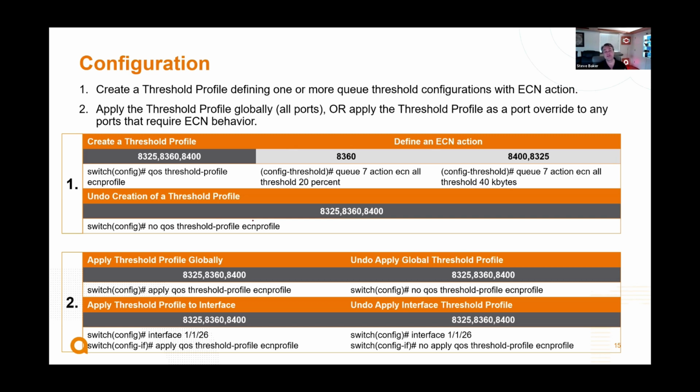And then, of course, we can actually apply this threshold profile either globally or at the interface level, and we can see that at the bottom. So globally, it's just simply applying the QoS threshold profile and the name. Of course, we can use the no command to turn it off. And then, of course, it's the same thing once we go into an interface. We could apply it only to that single interface using that same command.